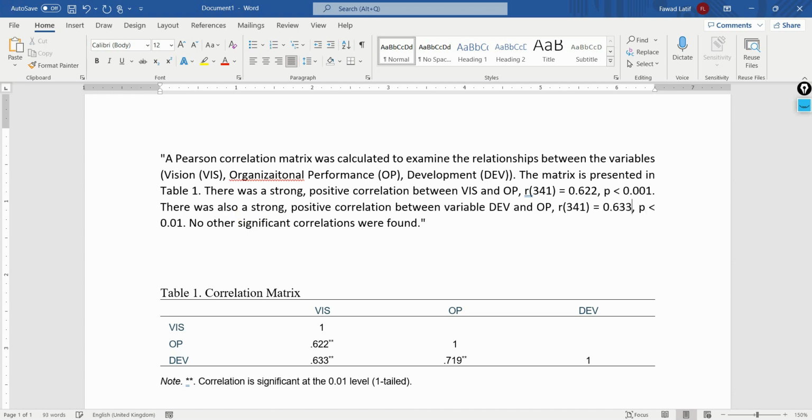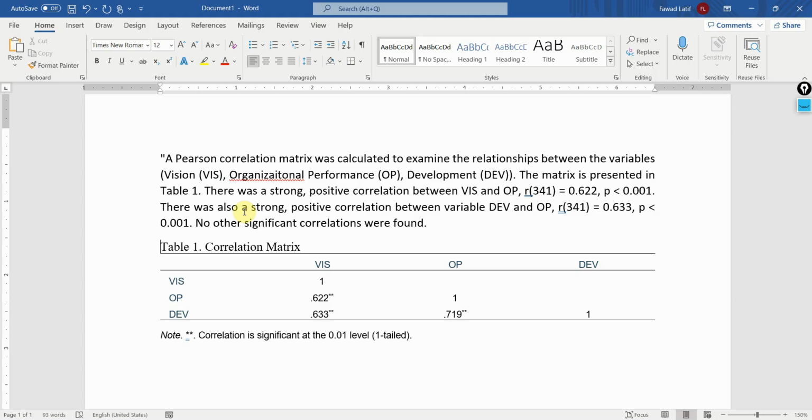Now obviously you might have 10-15 variables, so you do not just describe the relationship of each variable with the other variable. What you need to do is you simply report those relationships that are significant or important. For the rest of them, you can mention no other significant correlations were found. That's it. So this is how you perform correlation in SPSS.